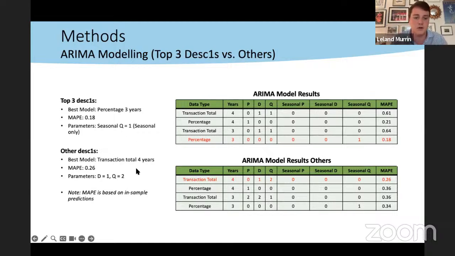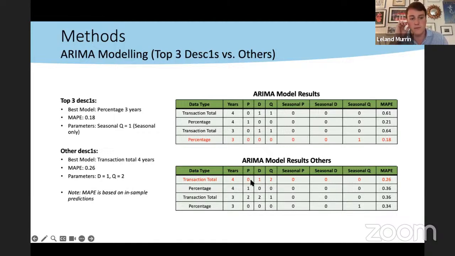And just for good measure and for reference, I also created the other 352 description ones, and by the same methodology applied models to them to see what the best models would be. They don't seem to have as much of a seasonal component at all. They don't have any seasonality in the best model that came up, and it was by transaction total as well.